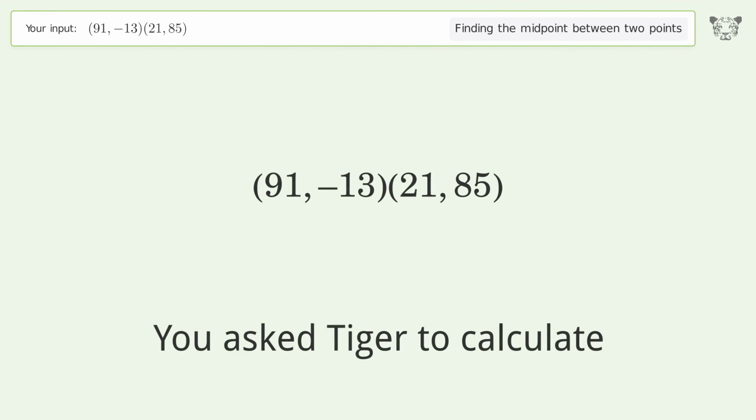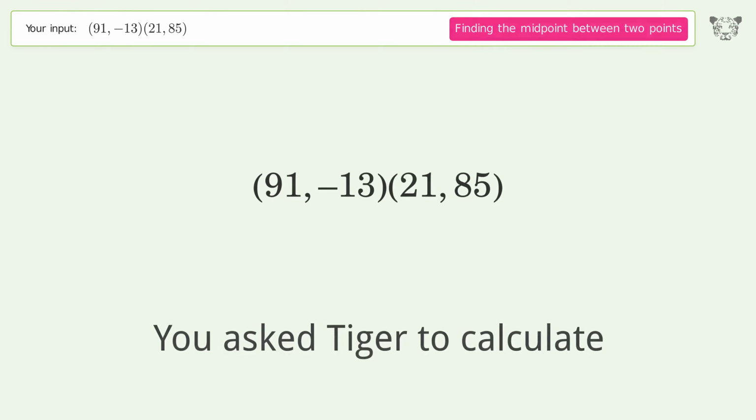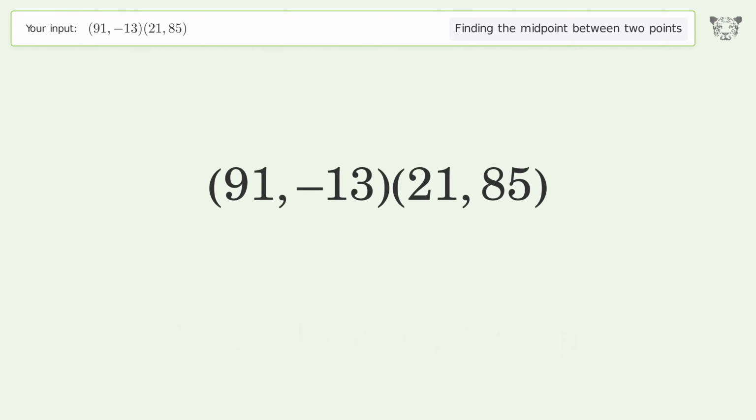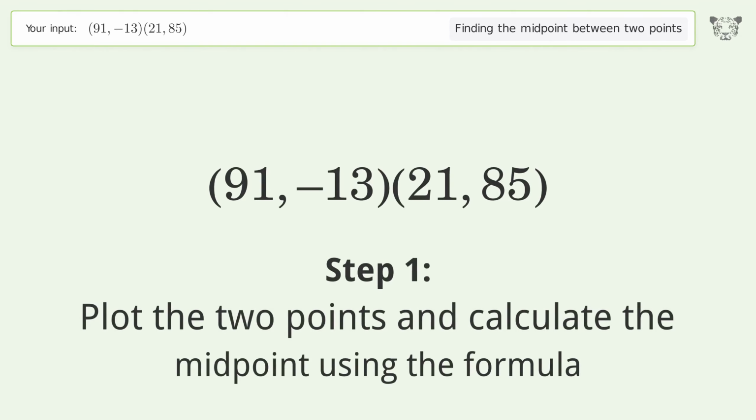You ask Tiger to calculate. This deals with finding the midpoint between 2 points. The midpoint between the 2 points is 56,36. Let's solve it step by step. Plot the 2 points and calculate the midpoint using the formula.